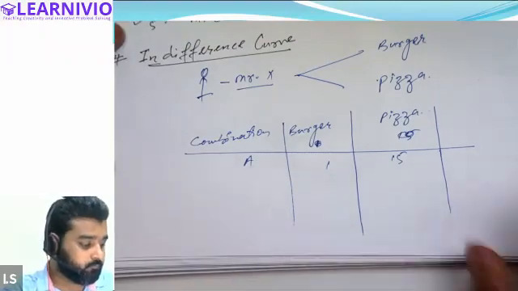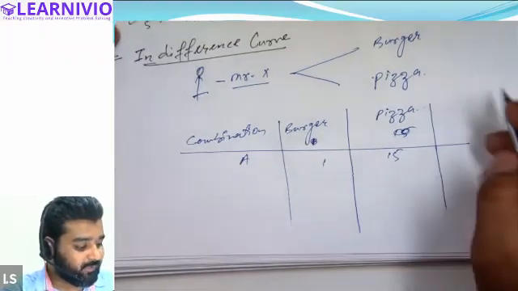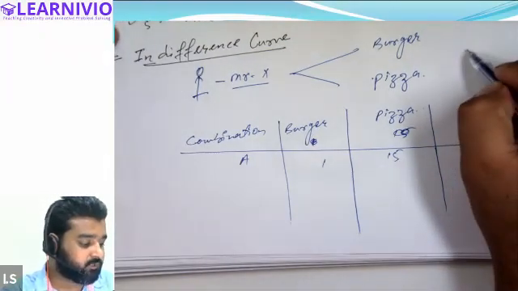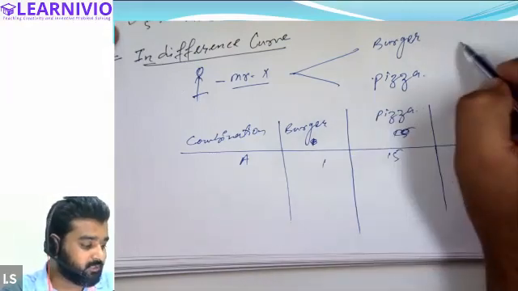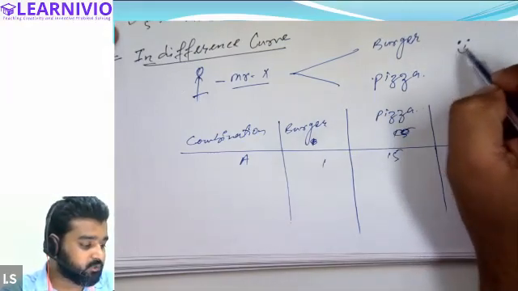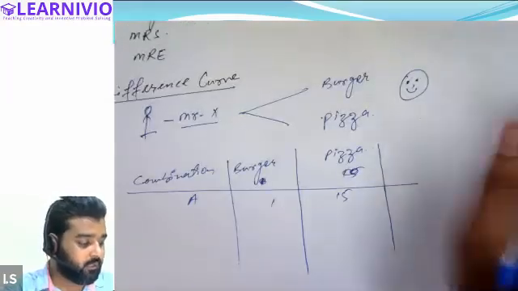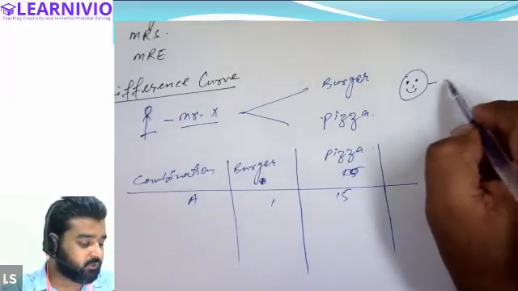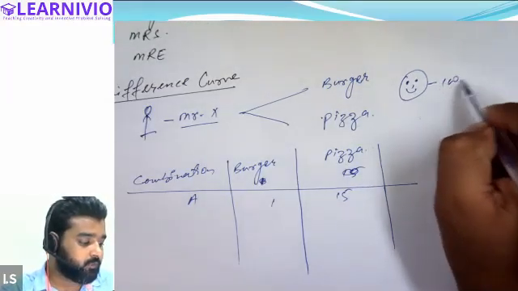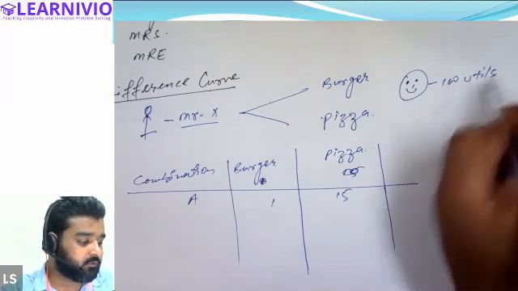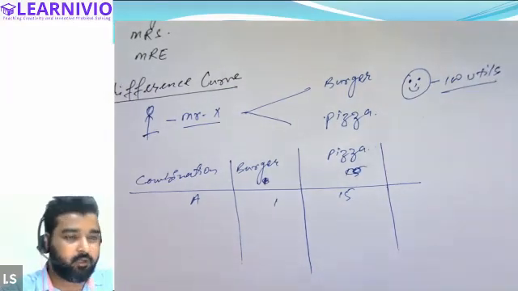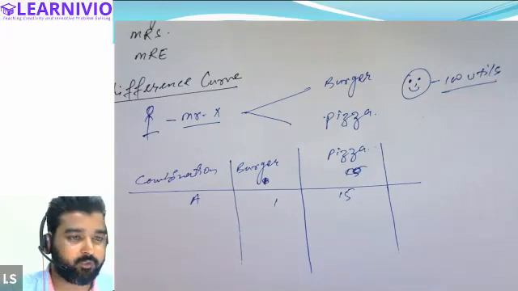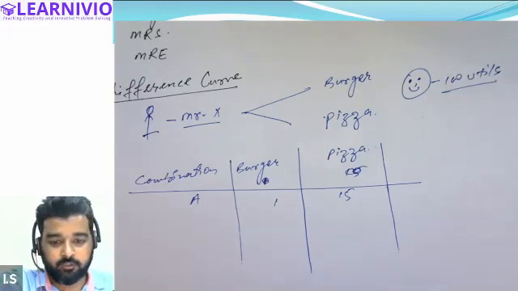Okay. Now let's assume that he is receiving a certain amount of satisfaction in this combination. Let's say he's having this much satisfaction in this combination. Let's give this satisfaction a number. Let's say he's getting satisfaction of 100 utils, satisfaction equal to 100.